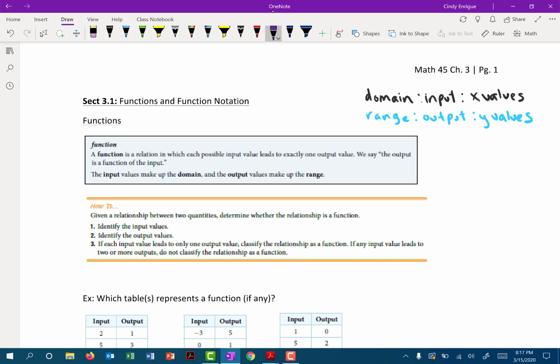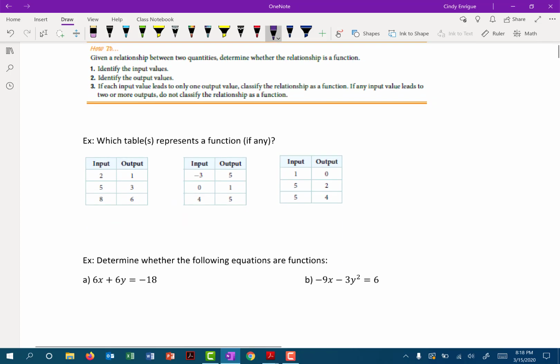Now, to actually get the big idea of the definition of a function, what this is saying is, hey, one input leads to exactly one output value. And in English, what you can think of as the definition of a function is just making sure that the x values don't repeat. So that's really our definition of a function, if you want to think about it that way. So let's take this definition and put this into practice. So we have 3 different tables. We want to see which ones are functions and which ones are not functions.